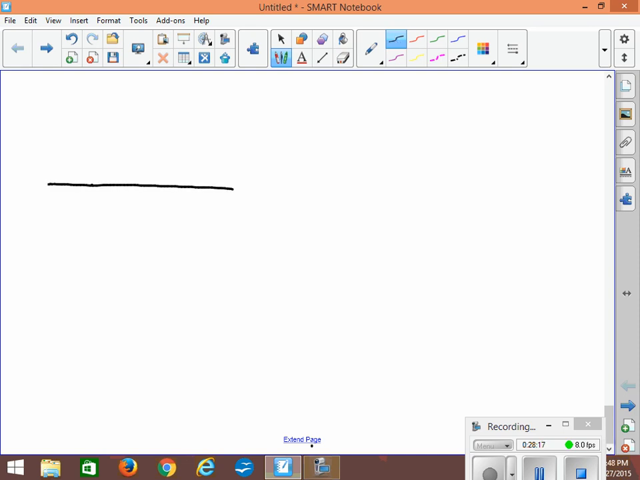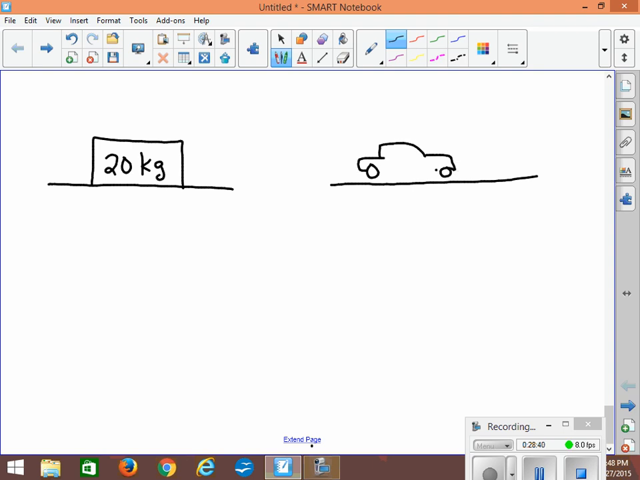Here is the ground, here is a box, and on this box I'm going to write the mass of 20 kilograms. All right? And your job is to find out what the normal force would be. That's what we're trying to figure out. I'll give you another example. Here is a car sitting on the ground, and the mass of the car, I'll just write it over here, is 800 kilograms. It's a big car. That's more like a truck. 800 kilograms. Find the normal force, which would be the force of the ground pushing up.